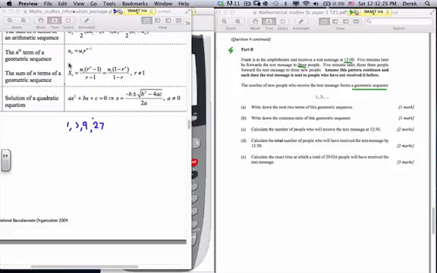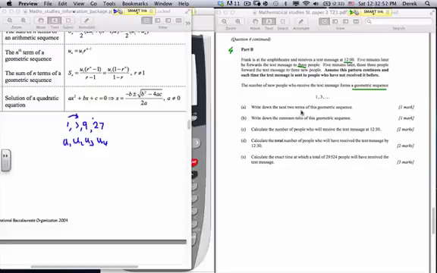This would be term 1. This would be u1, u2, u3, u4. So u4 equals 27. The r is what we call the common ratio. That's the amount that you have to multiply by to get to the next term. So it's 3. So we've got to times by 3, times by 3, times by 3 again. And the u1 is the first term. So u1 is equal to 1.